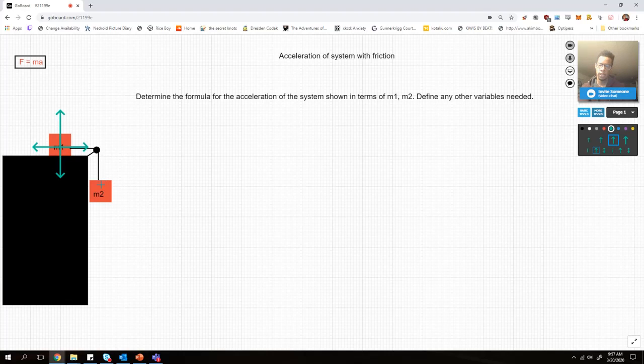All right. And then for this block, there's force of gravity down and then force of tension up. And since this isn't touching the wall, there's no friction or normal force. We're also told to ignore the friction in the pulley, so we're going to pretend this pulley is just a perfect ideal pulley.